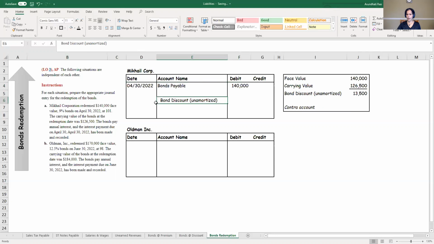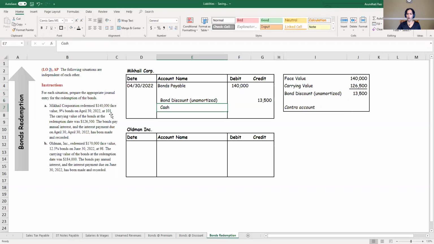The bond discount is a contra account. The contra account means it's opposite of the bond payable. Bond payable normal balance is credit, which means bond discount normal balance is debit. In order to close bond discount, I need to credit the account. The unamortized amount is $13,500.